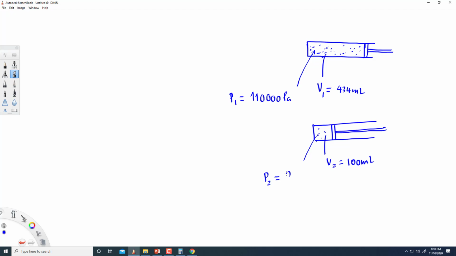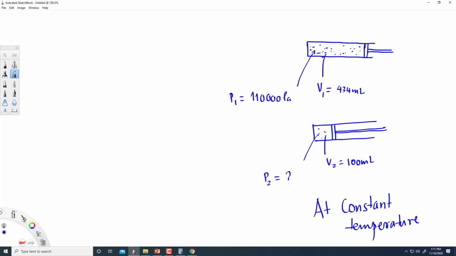Now we need to find what that pressure is. When you compress the air, that increases the pressure. So what would that pressure be? Any idea how you find that? And this is done at a constant temperature. We are not changing the temperature. So this is all at constant temperature. Any idea?